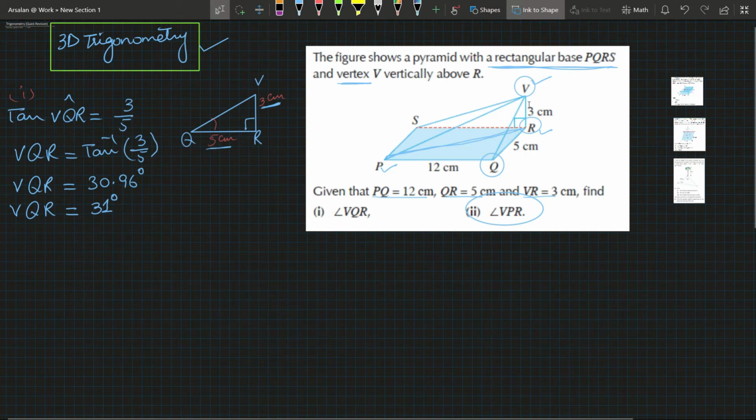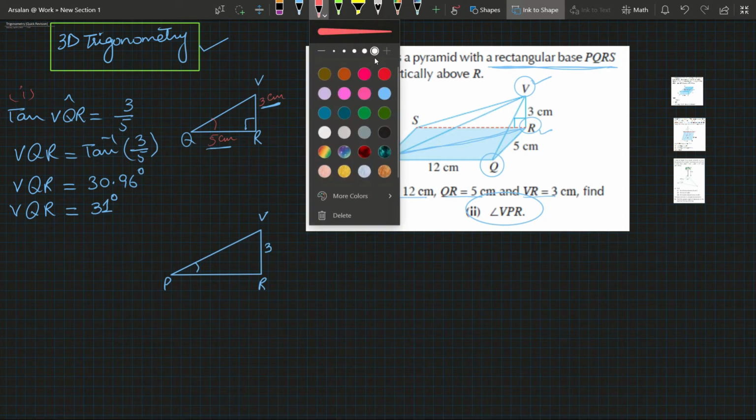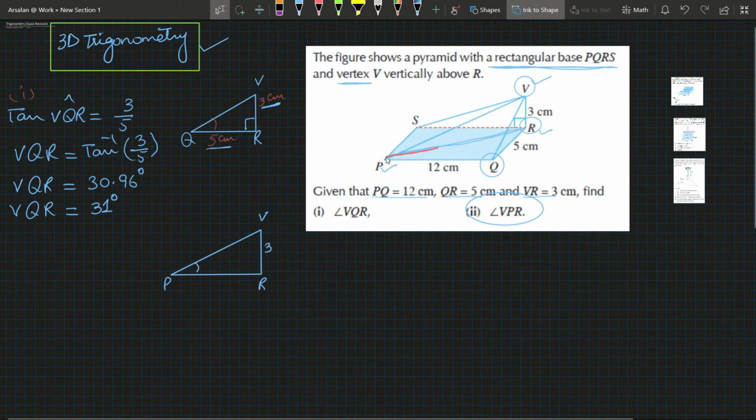Let's draw it separately on our page. I am drawing it in a standard way. Now V is above R and it has the same length, 3. Similarly P is here, and we need to find this angle at P, but for this I need one more side, and I can find this side PR. If you look at the diagram, I can find PR just by considering this triangle, and the name of the triangle is PQR.